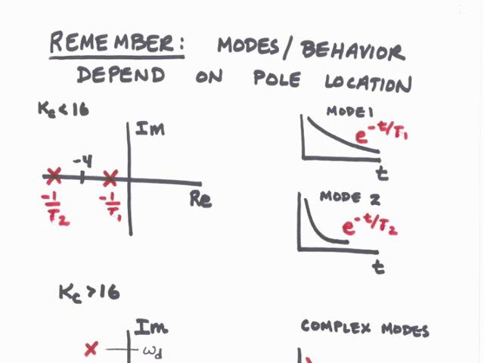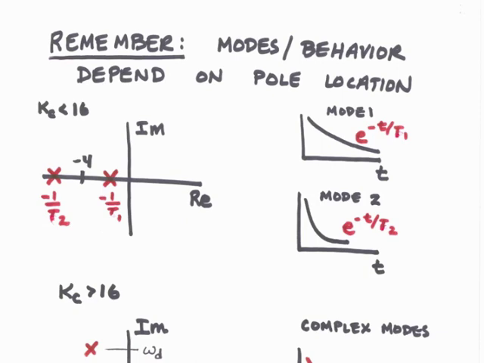Consider the case where kc is less than 16. Then we have two poles on the real axis. Each of these poles will have a time constant. The one closest to the origin will have the larger time constant. It will be at -1 over t1. The one that's farther away will be at -1 over t2. These two poles will be arranged symmetrically about -4 on the real axis.